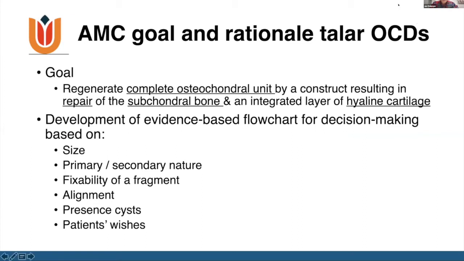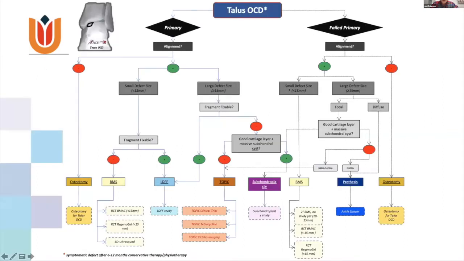And in the AMC, we've created a specific flow chart to focus on the size, the primary or secondary nature of the lesion, the fixability of a fragment, as well as the alignment, the presence of any cyst, and the patient's wishes. In the flow chart that we use in our center at this moment, we look at whether the patient has undergone previous surgical treatment to the talar osteochondral defect and take into account the alignment of the patient, and then go on into the small versus large lesion size, defined as below 50 millimeters or higher than 50 millimeters in any part of the mediolateral or anteroposterior diameter.